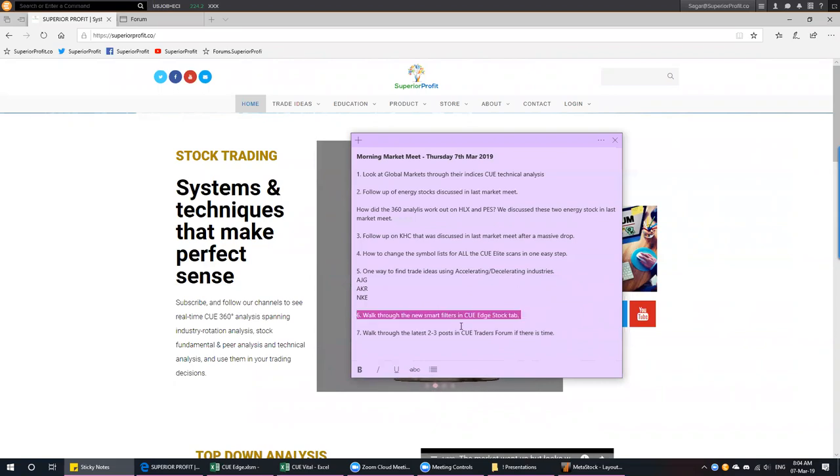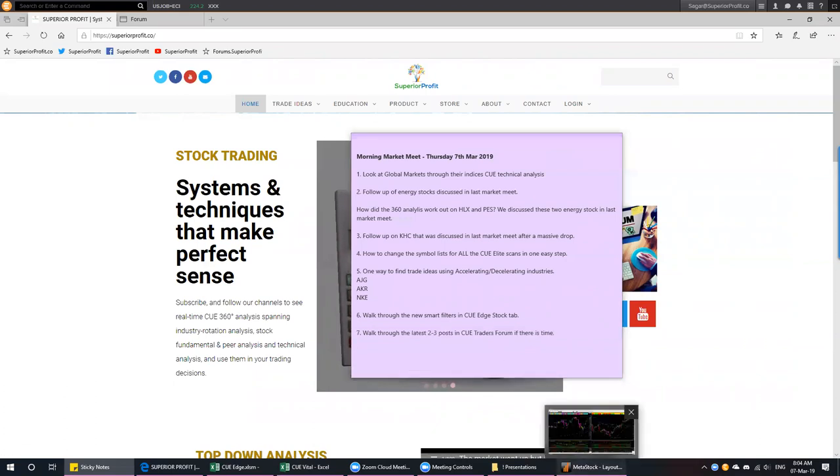We'll walk through the new smart filters in the QH stock tab. In the last market roundup, we went through the smart filters in the industry tab and other tabs. Today, we'll look at the smart filters in the stock tab. And if we have time, we'll go through some of the latest trade ideas shared in our traders forum that is open to the public. Let's begin with the global markets.